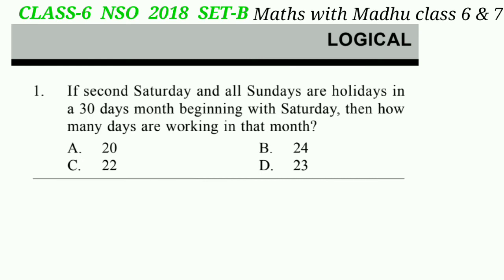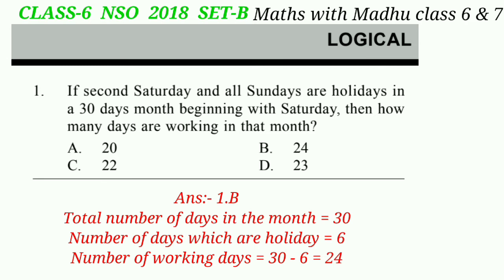Let's start with the logical reasoning portion. Question 1. If the second Saturday and all Sundays are holidays in a 30 days month beginning with Saturday, then how many days are working in that month? Total number of days in the month is 30 and the number of holidays is 6. So the number of working days will be 30 minus 6, which is 24. So the answer will be option B.